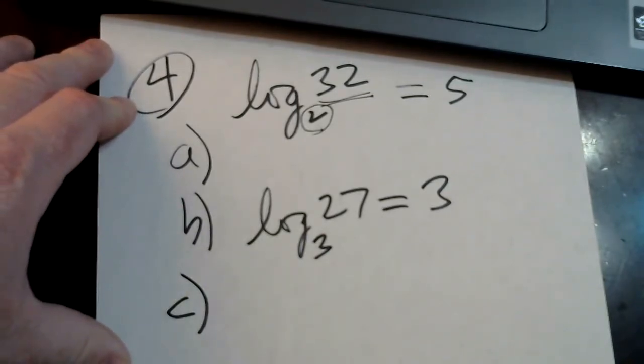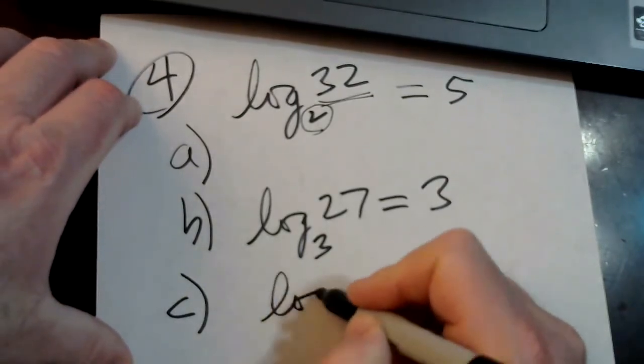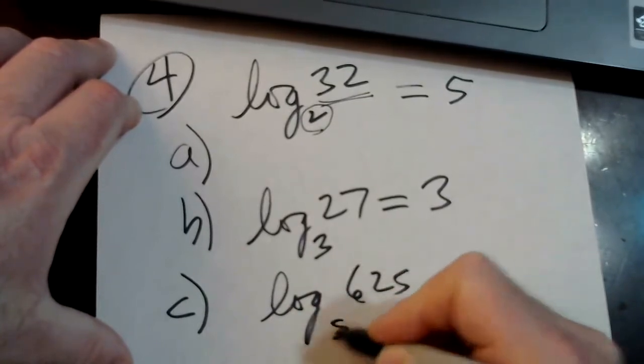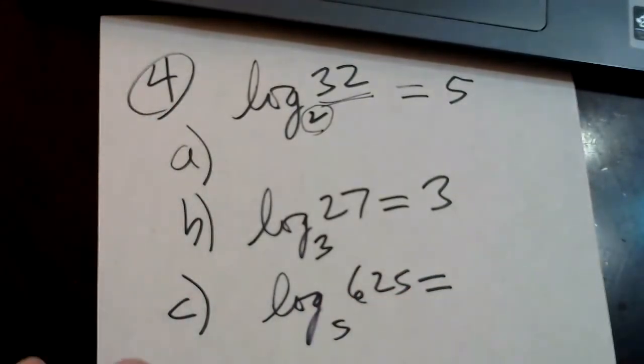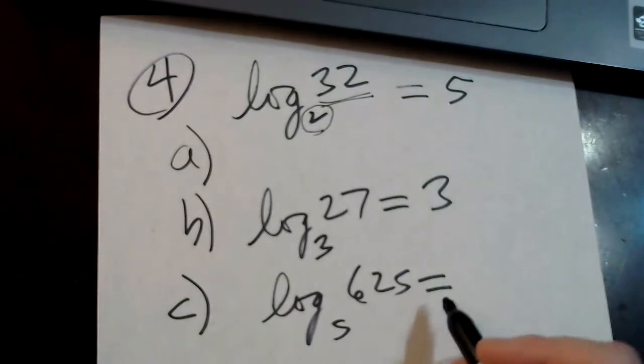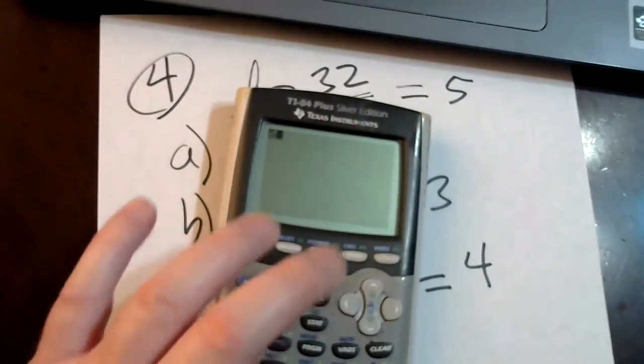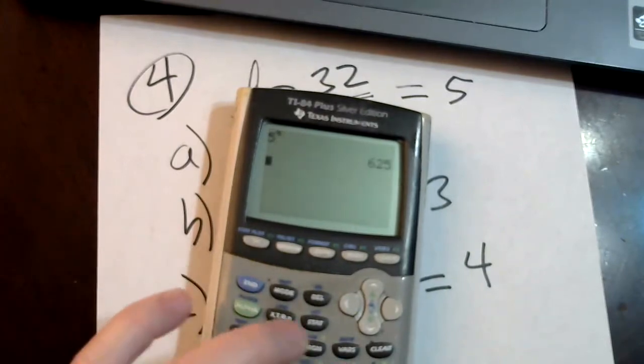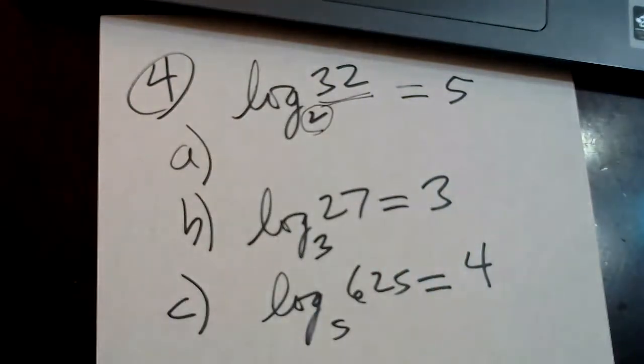Next one is log 625 to base 5. That one's a little trickier, I guess. But I'm guessing if you raise this thing to the 4th power, then you're going to get 625. So it's probably 4. Let me just make sure. 5 to the 4th power. Yeah, that is 625. So that looks correct.